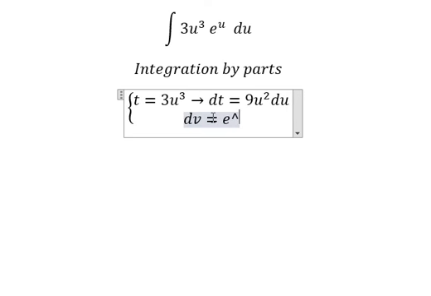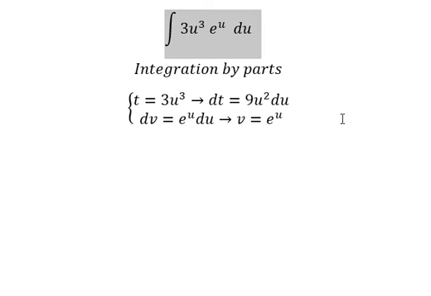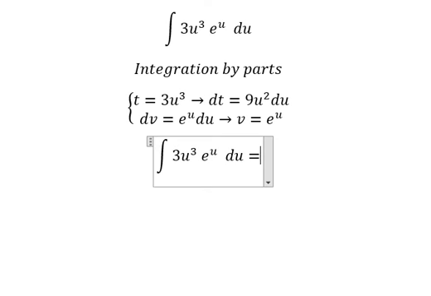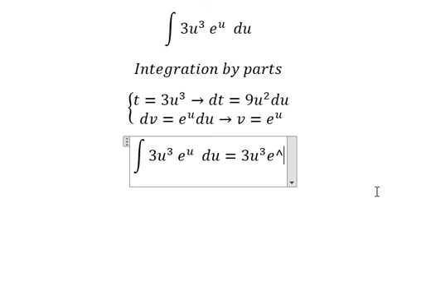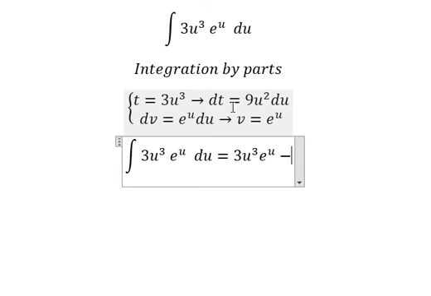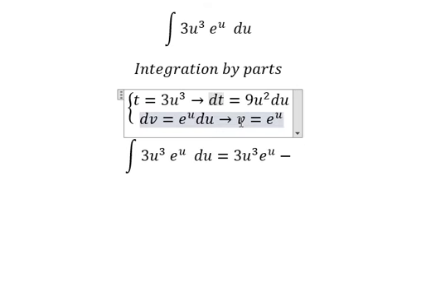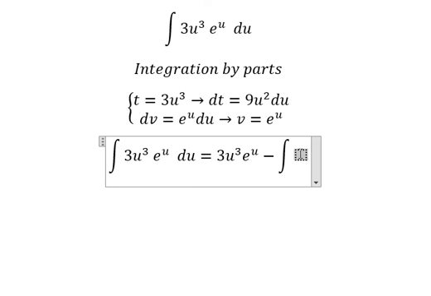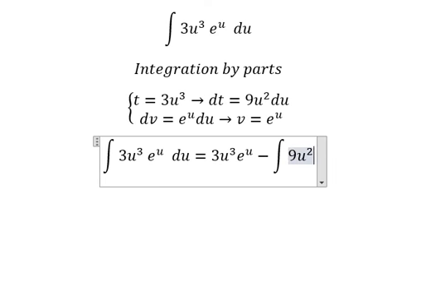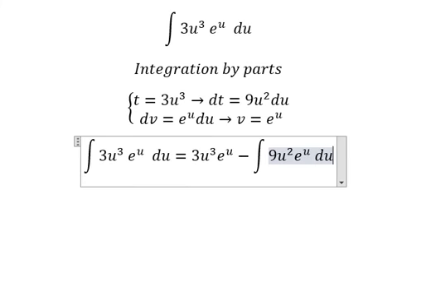dv, we have e to the power of u du. The integration of this one, we have v equals e to the power of u. So we have t multiplied by v, that is 3u to the power of 3 e to the power of u, minus we have dt multiplied by v, so we have the integration of 9u squared e to the power of u du.